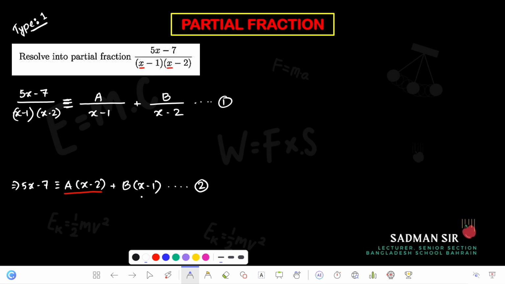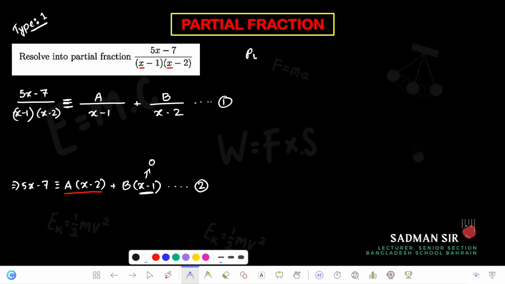So in order to get the value of a, I need to vanish b, right? How can I vanish b? If somehow I make this part 0, then b into 0 will be cancelled, b will be eliminated, right? Now how to make this 0? What should I put as the value of x so that it becomes 0? Remember, there is minus 1, so to balance minus 1, we need plus 1. For example, if we put the value of x as 1, it will be 1 minus 1, 0, 0 into b, b will be eliminated.